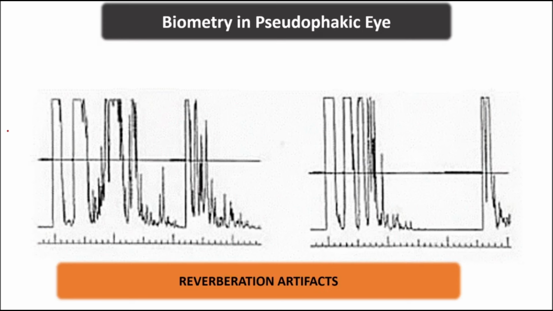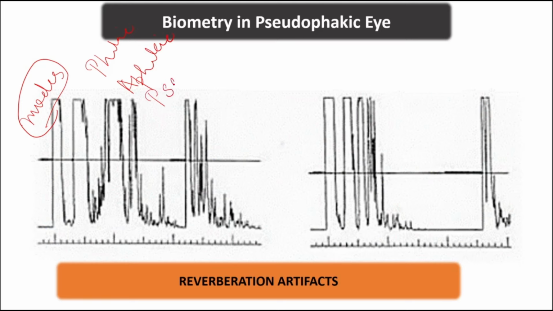Now, if you know the average sound velocity in phakic, aphakic, and pseudophakic eye, you should also know that there are various modes which are present within the biometer machine. So in these modes, you can actually choose whether you are dealing with a phakic person, that is normal person, or you're dealing with an aphakic person, or whether you are doing a biometry in a case of a patient who already has an IOL inside him. So that is known as a pseudophakic eye, right?